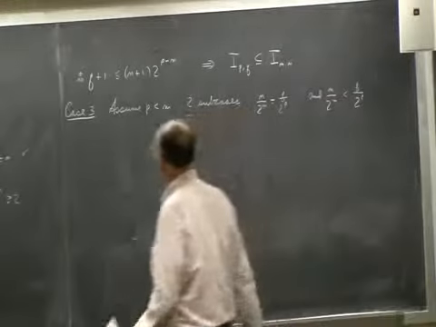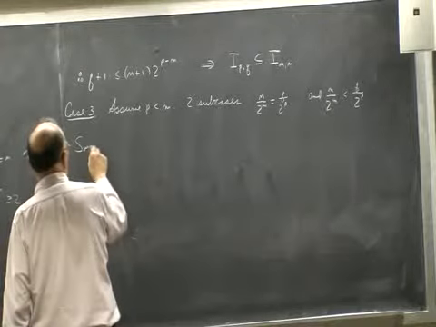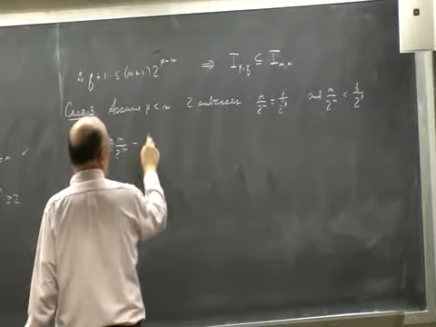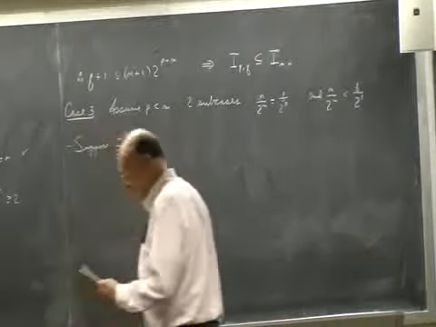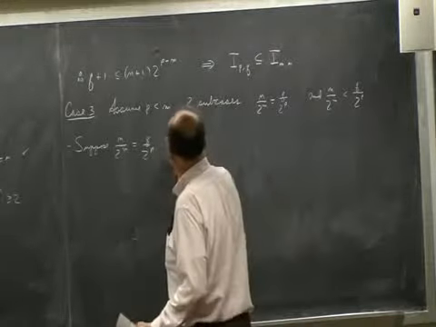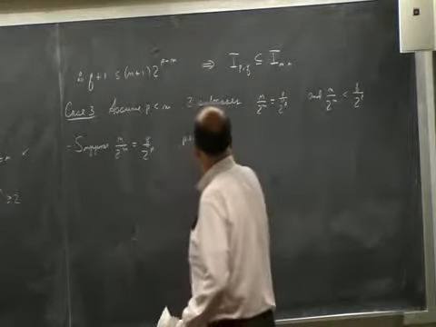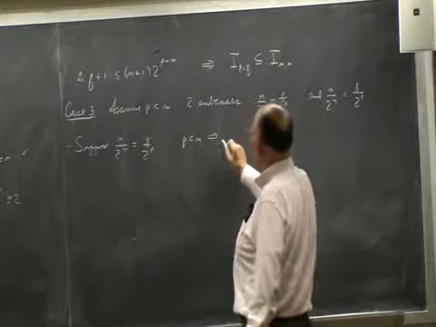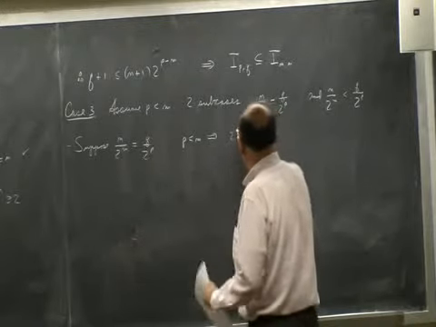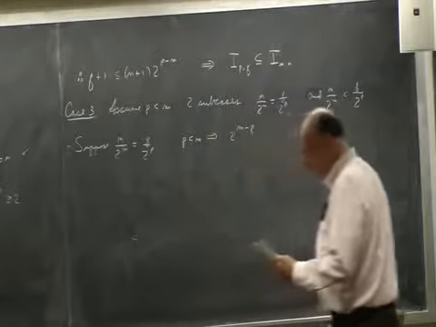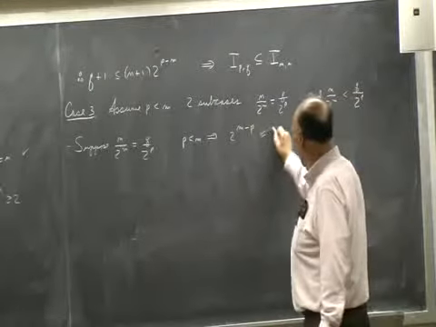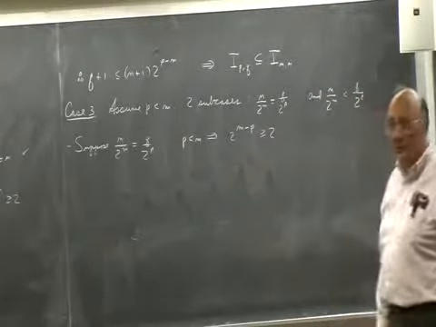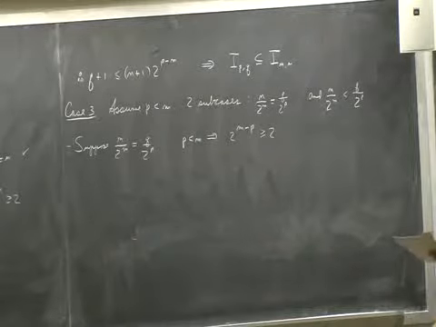Okay, so suppose N over 2 to the M is equal to Q over 2 to the P. Well, P is less than M, so that implies that if I bring the P over the other side, I have 2 to the M minus P is bigger than or equal to 2. Which is different than we had before. We had 2 to the P minus M bigger than or equal to 2.